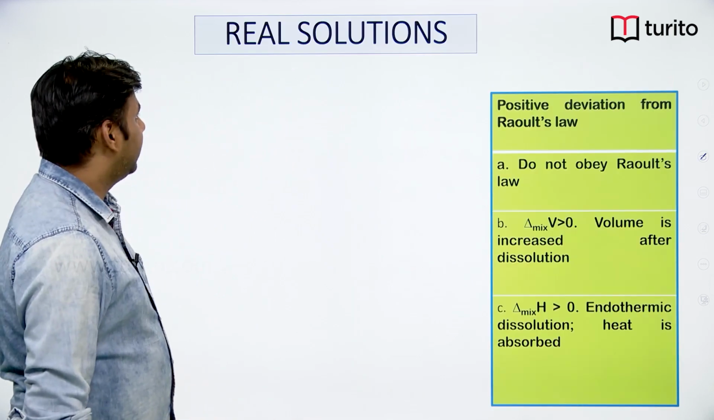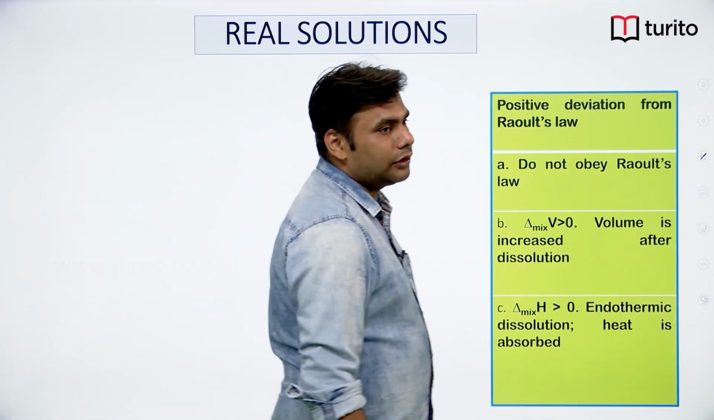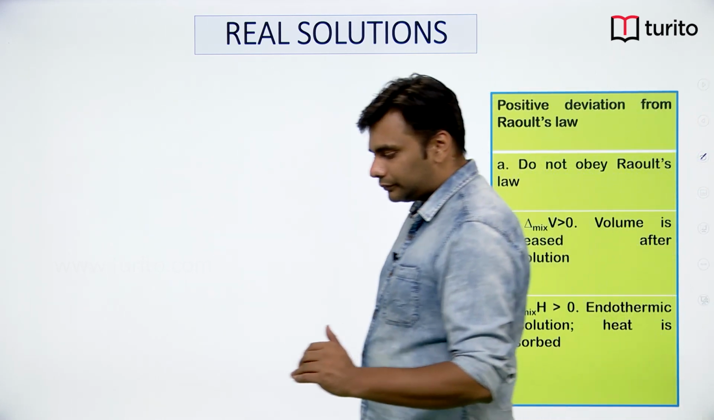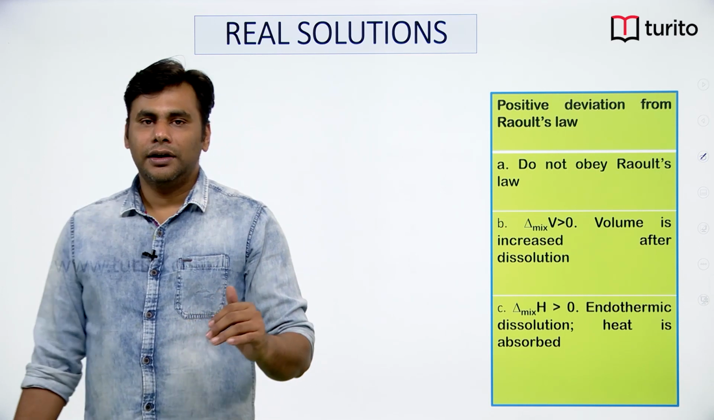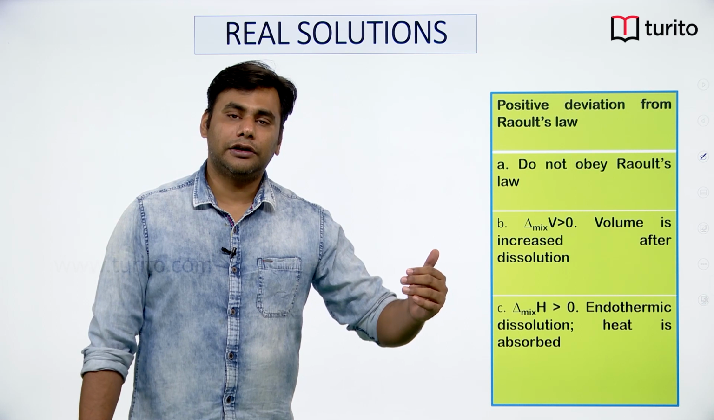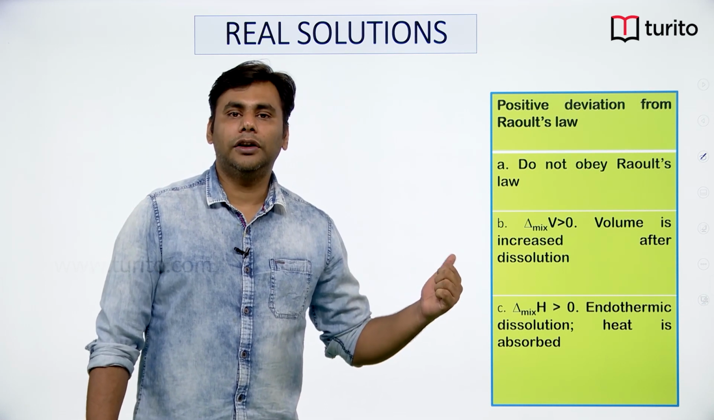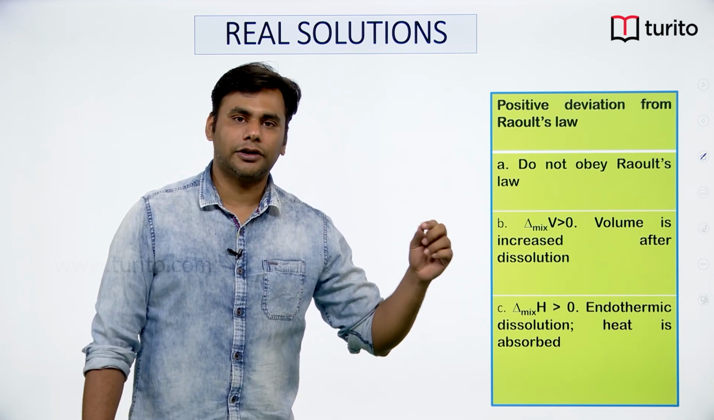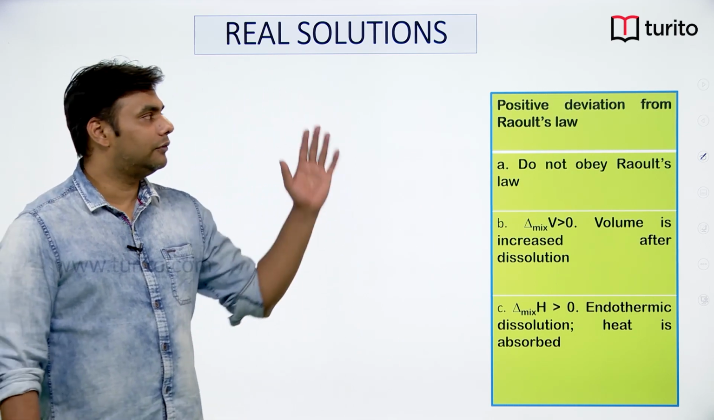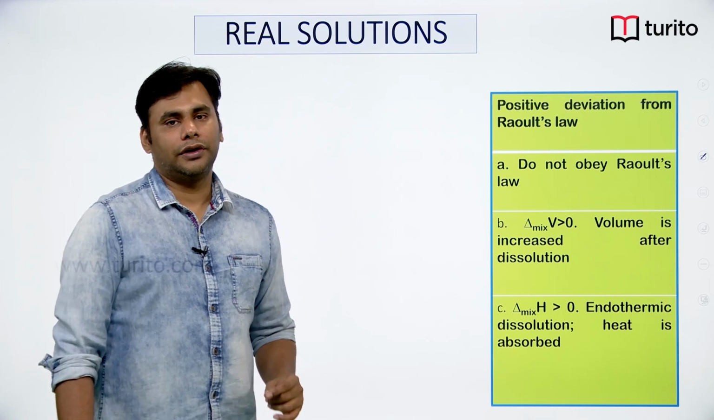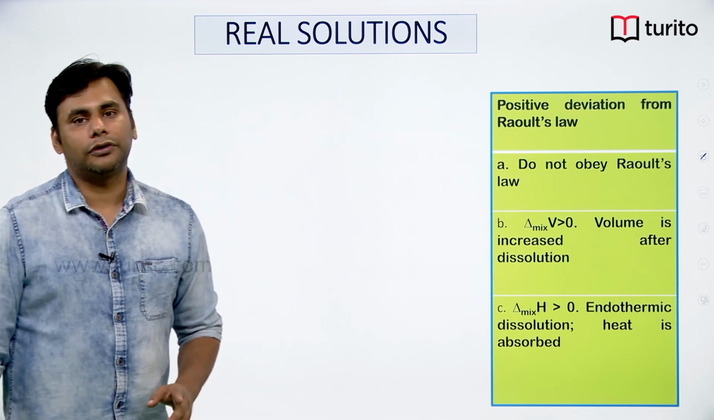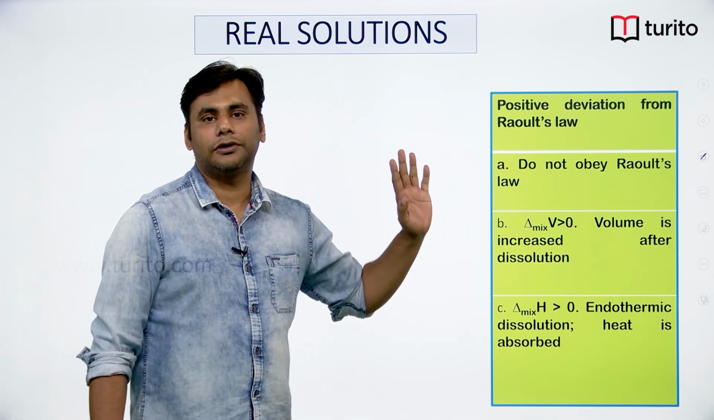Now, let us look at a real solution, or we'll call it a non-ideal solution. When the interactions between the different molecules A and B are not similar to those of the original pure components, that is the interaction between AA and the interaction between BB, then those kinds of solutions would be called real solutions. Real solutions have one thing in common, that they do not obey Raoult's law. So they will not obey Raoult's law.